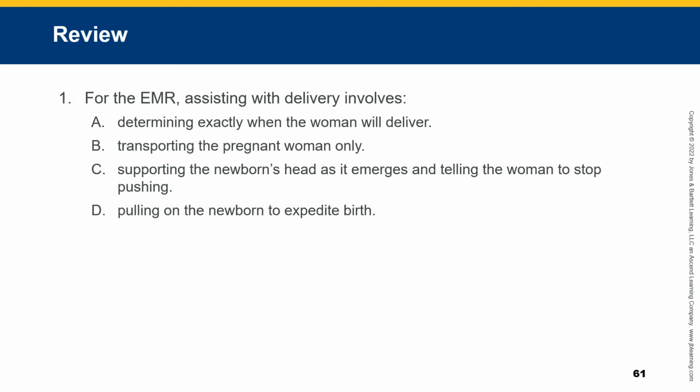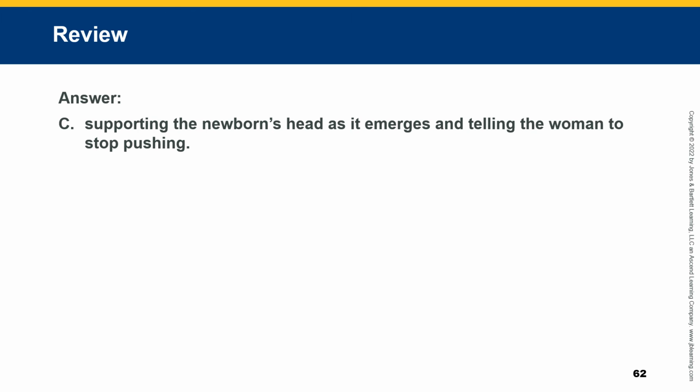Here are some review questions for this chapter. For the EMR, assisting with delivery involves A, determining exactly when the woman will deliver, B, transporting the pregnant woman only, C, supporting the newborn's head as it emerges and telling the woman to stop pushing, or D, pulling on the newborn to expedite birth. The correct answer is C, supporting the newborn's head as it emerges and telling the woman to stop pushing.